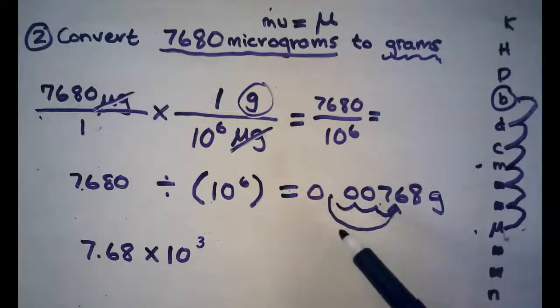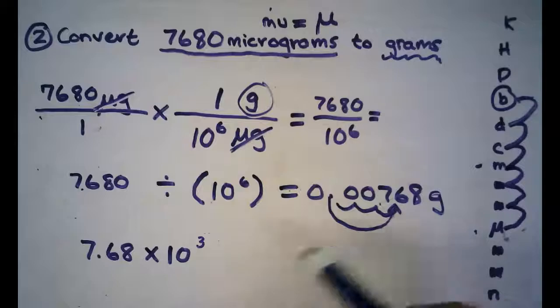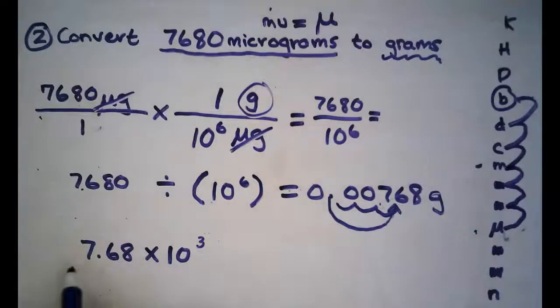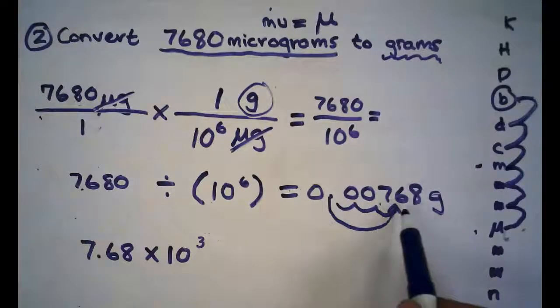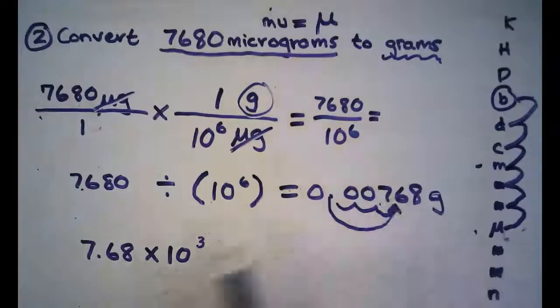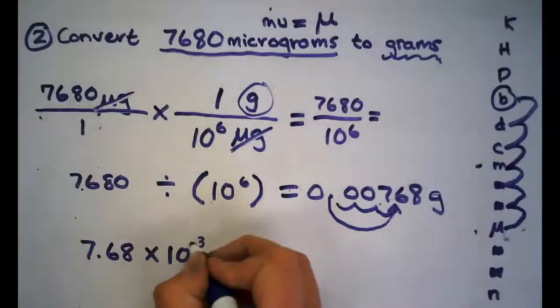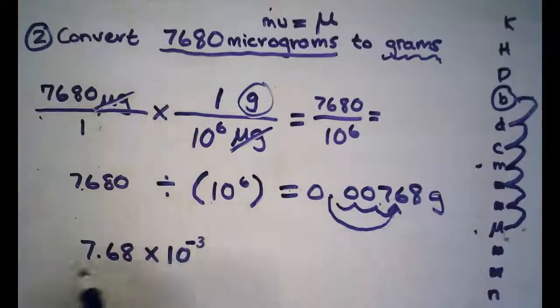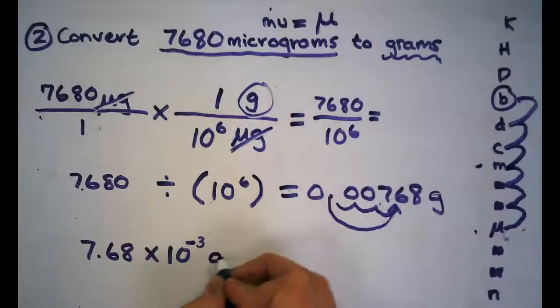And I need to decide whether this is a positive or negative exponent. The number I have in my scientific notation is bigger than my original number. So to make this number smaller again, I need to make my exponent negative. So 7.68 times 10 to the negative third power, and that is still in grams.